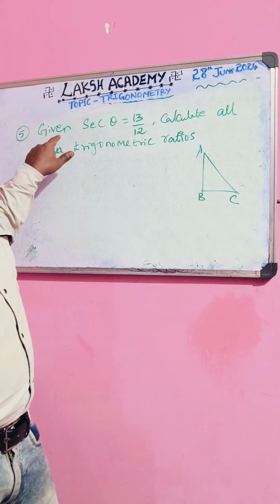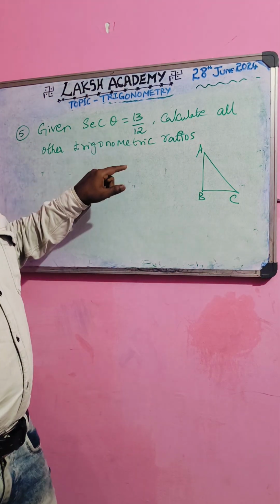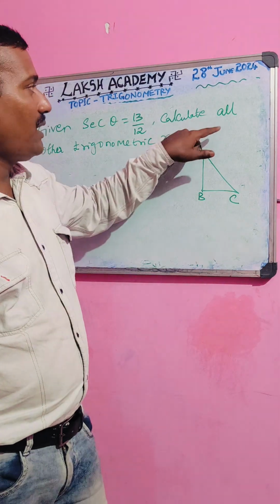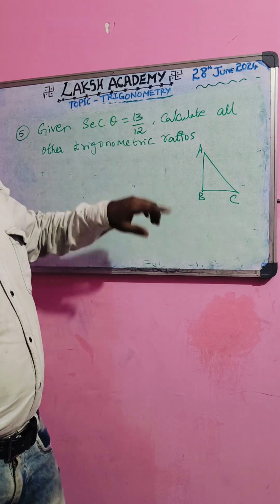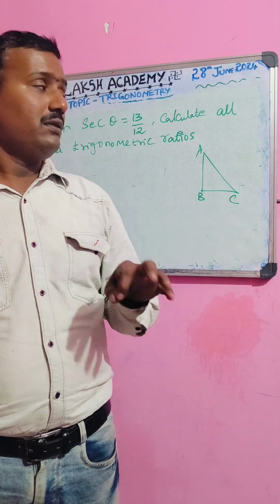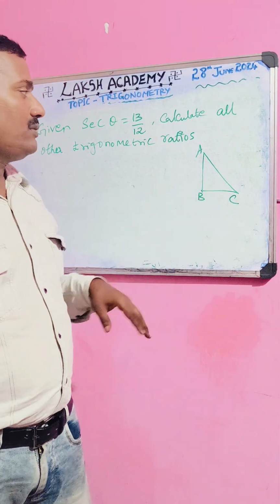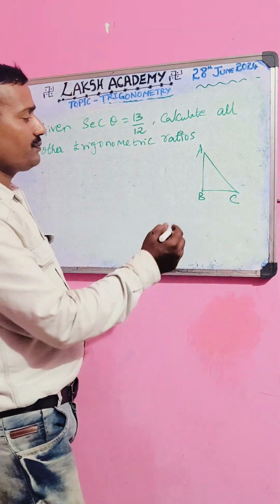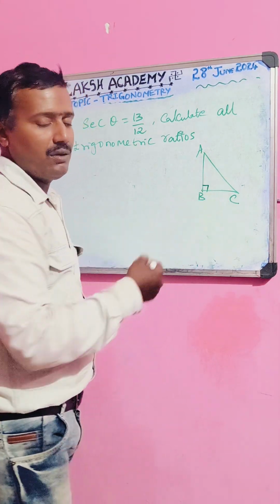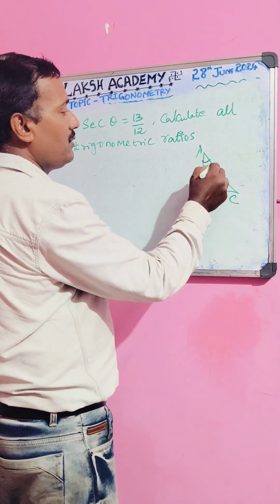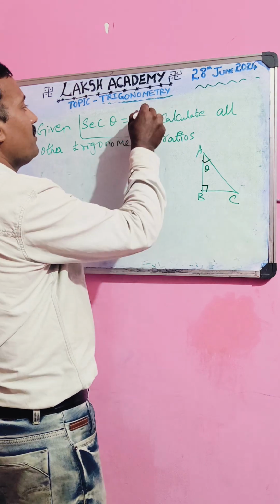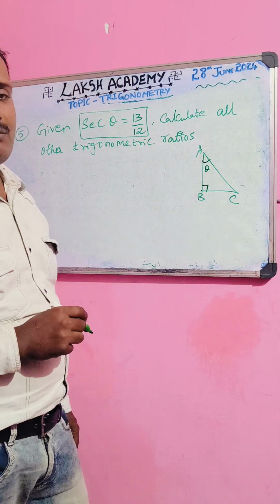Now let us see another question. Given secant theta equal to 13 by 12, calculate the other trigonometric ratios. One is given, and we need to find the other trigonometric ratios, that means the other 5 things we need to find in this question. Again I took B as the right angle, triangle ABC, and theta. They have given secant theta as 13 by 12.